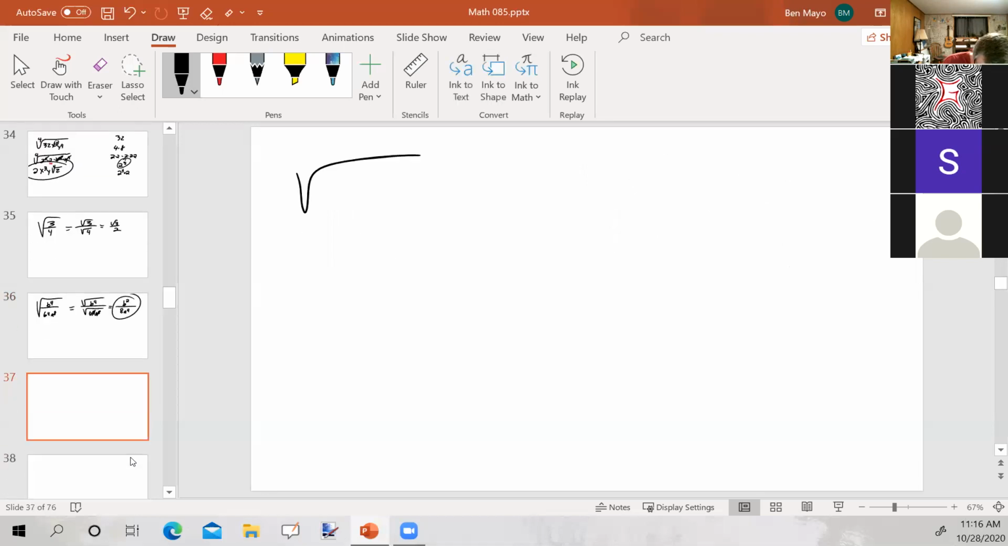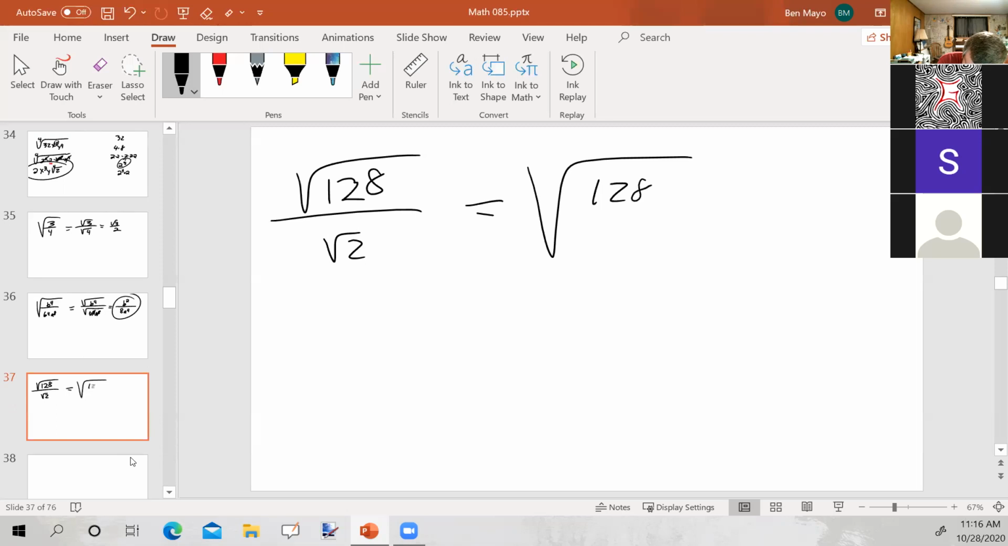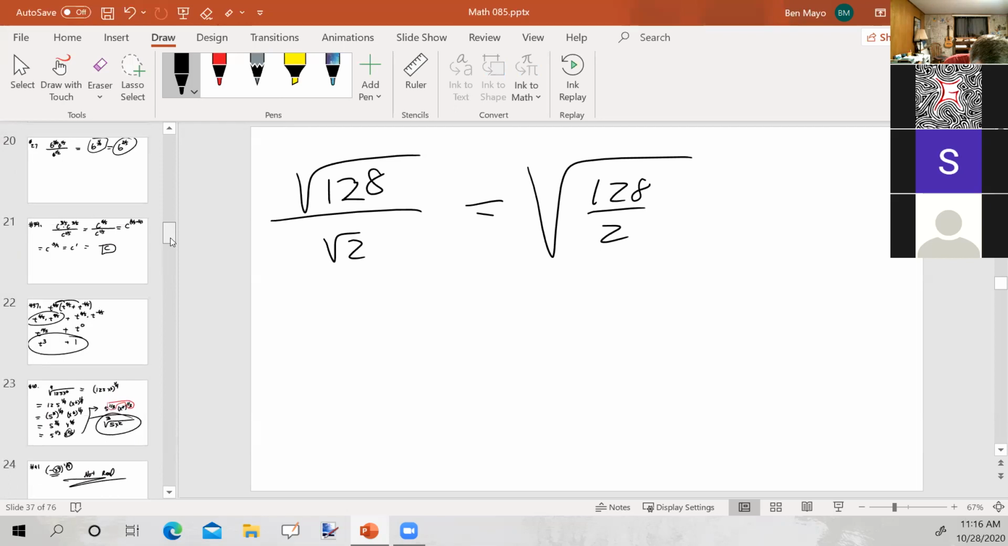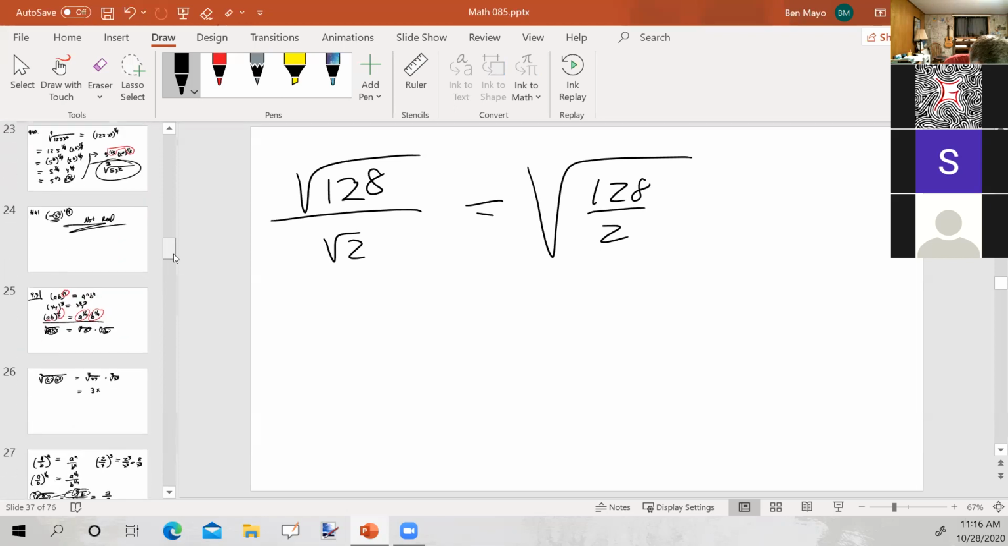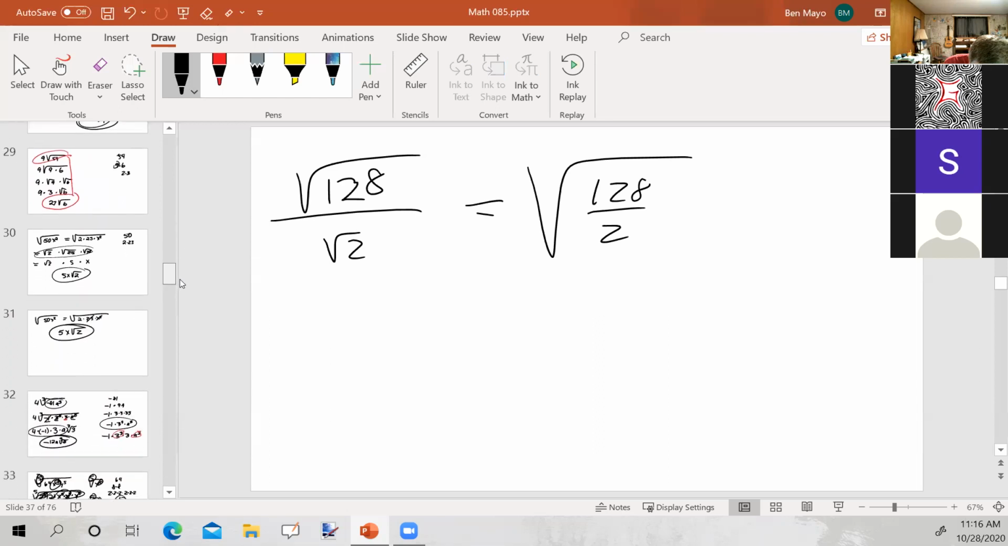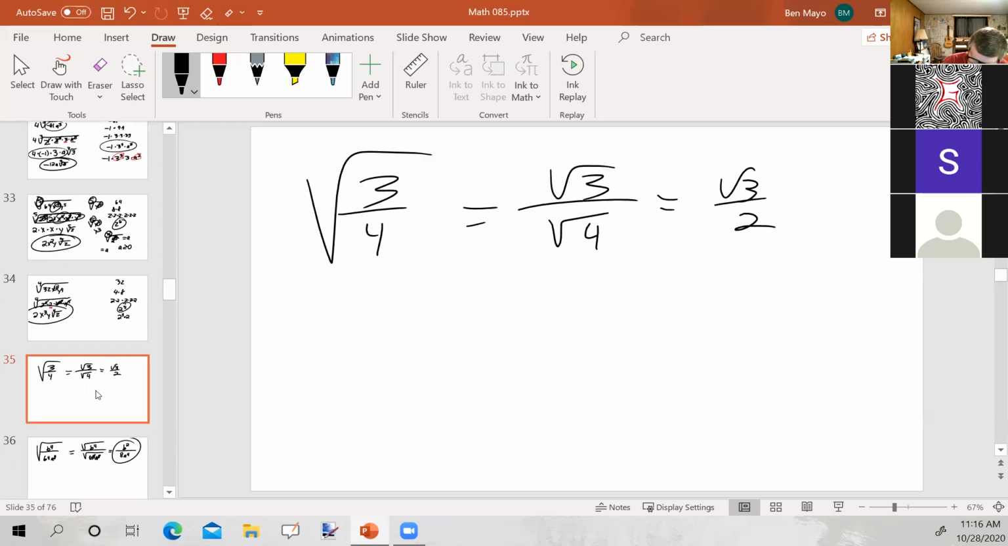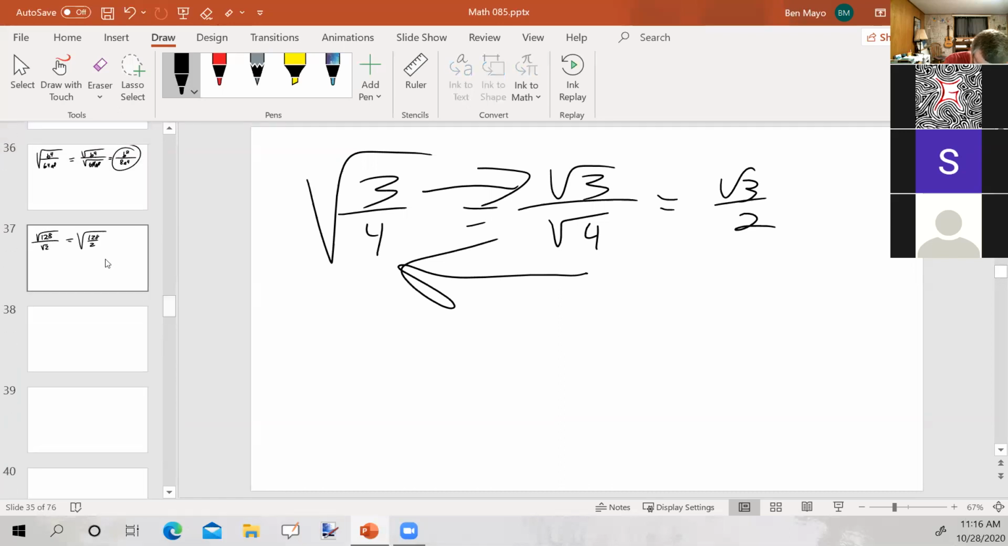I can also go the other direction. I can take a fraction that has a radical in the numerator and a radical in the denominator, and as long as the index is the same, I can put them together in a single radical. So what we're doing there is we're going all the way back. Instead of going this direction, we're going that direction. Okay, maybe that wasn't that helpful.